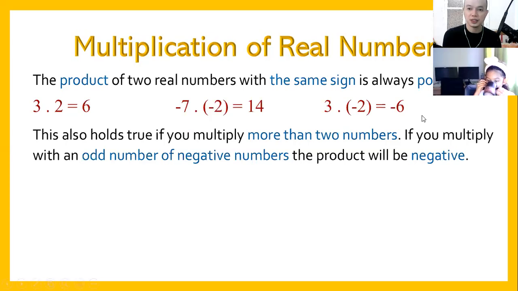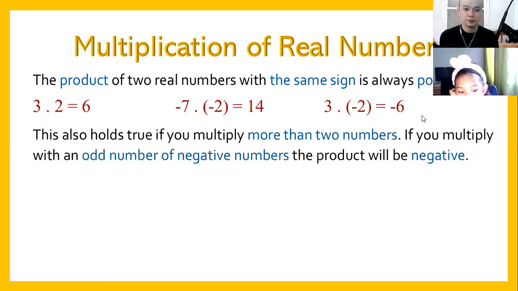Okay, so let's have next. Can you read this one, Christelle? This also holds true if you multiply more than two numbers. If you multiply with an odd number of negative numbers, the product will be negative. That means maybe there is 1 negative, 3 negative, 5 negative, 7 negative numbers, 9 negative, and so on and so forth. You will have negative product as well.